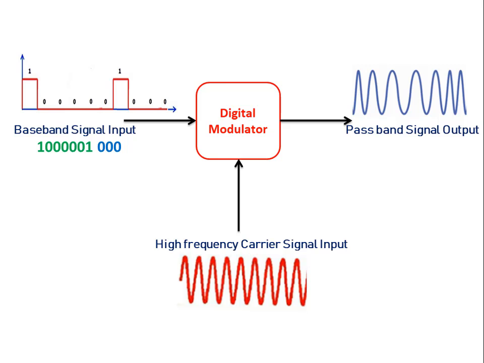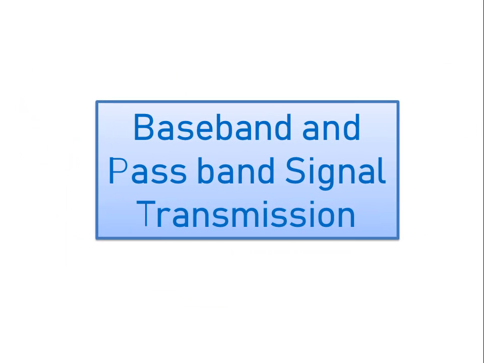Let us move on to the next topic, that is baseband and passband signal transmission. So far we have studied what baseband and passband signals are. Now in the next slide we will study how these signals can be transmitted in the communication system. Let us start with baseband signal transmission.